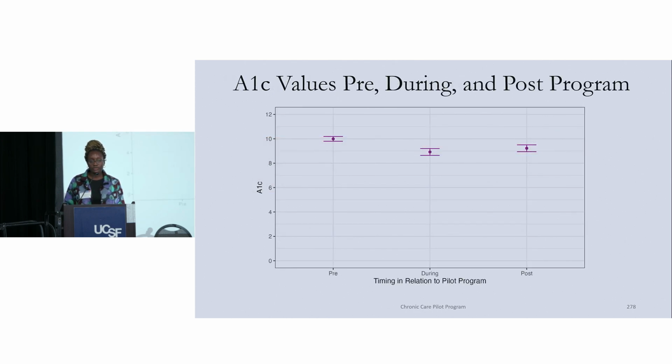We also looked at A1C values pre, during, and post-program. So the baseline A1C for our participants was 10.4, and this decreased to 9.67 by the time the program ended, and this was a statistically significant decline.